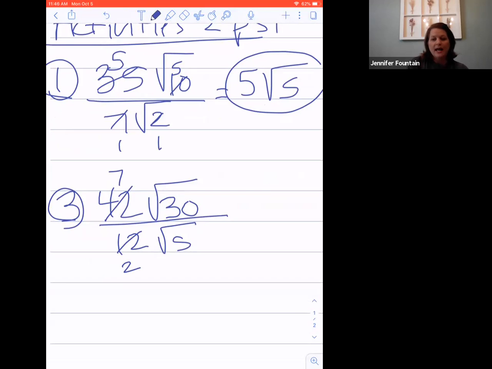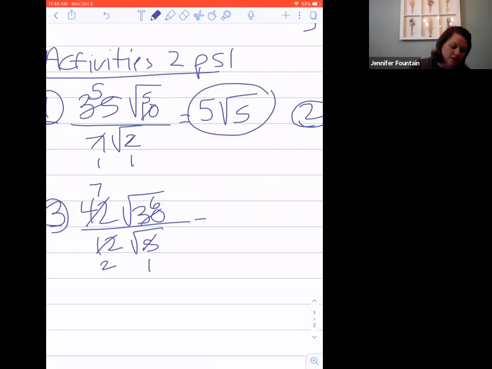Now I'm looking at my radicals, 30 and 5, both divisible by 5. 5 divided by 5 is 1. 30 divided by 5 is 6. So now I'll look to see what I've got left in my numerator. 42 simplified to 7. The square root of 30 became the square root of 6. Over in my denominator, I have 2 times the square root of 1. So that's just going to be 2.